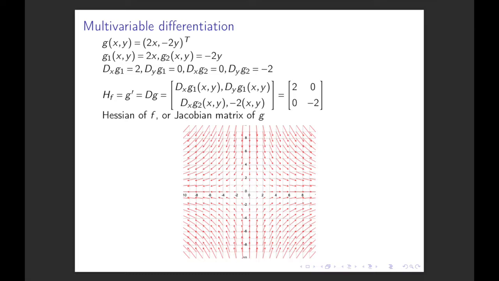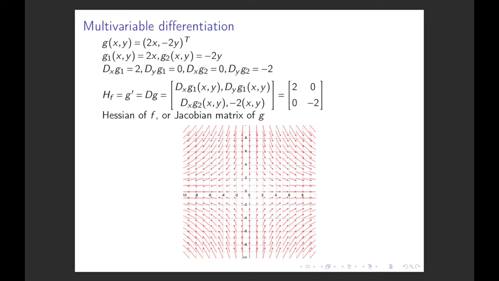So necessary criterion, first derivative, so the gradient should be 0 in a point. Well, g is 0 for the point 0, 0, for the origin, because 2 times 0 and minus 2 times 0 is exactly 0, 0. Okay, is the origin really a maximum or a minimum? Well, we know already it's not, and that is what we see in the Hessian.